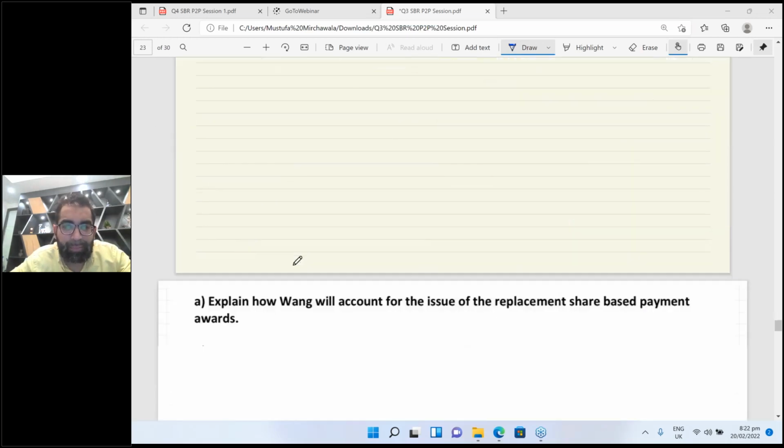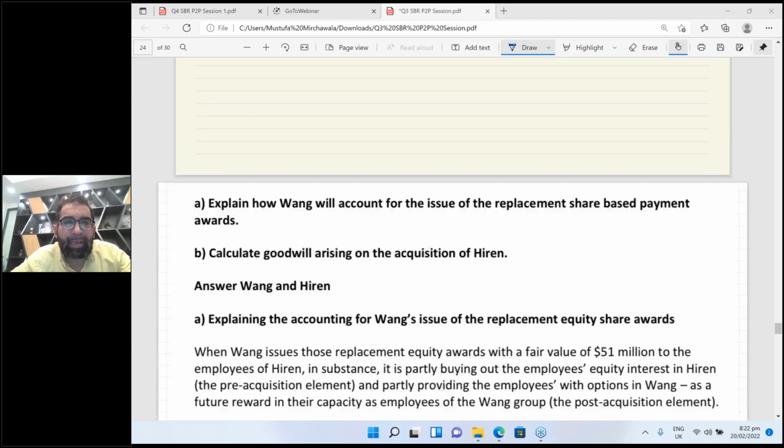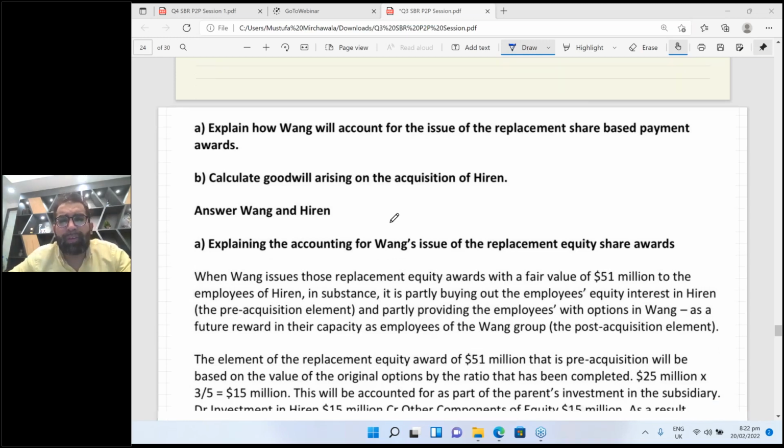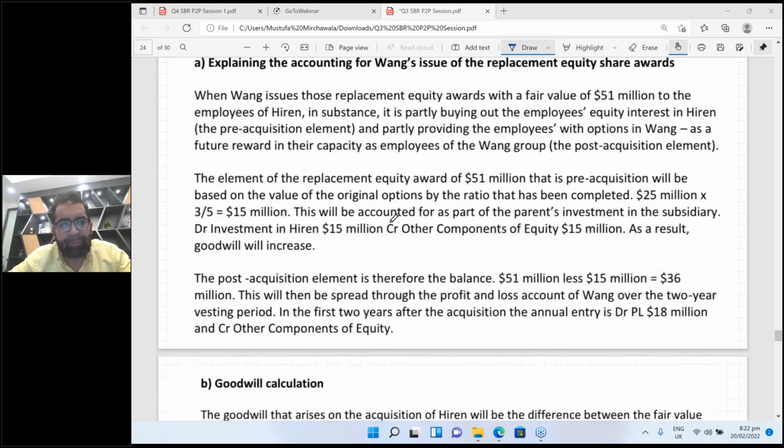Now see this. Explain how Wang will account for the issue of replacement share-based payment. Already you have done, but let's do it formally. Calculate the goodwill arising on the acquisition of Hiren. Okay, now please read this. Giving you 2 minutes. Quick read. Don't waste your time.